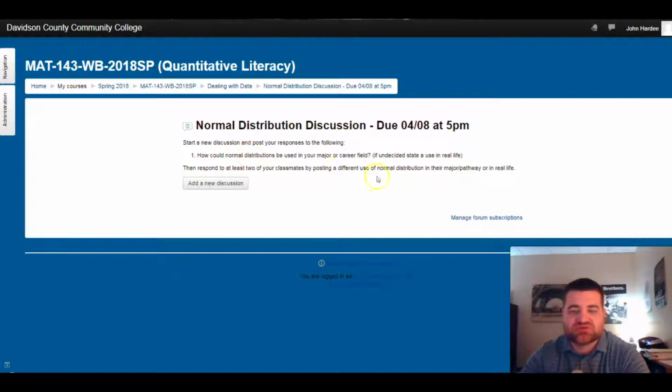Could you use normal distributions in real life? And then respond to at least two of your classmates posting a different use of distribution in their major pathway or in real life if they've chosen that. Okay. So back to a normal discussion, we've seen this format before, so you should know how to do that. Okay.